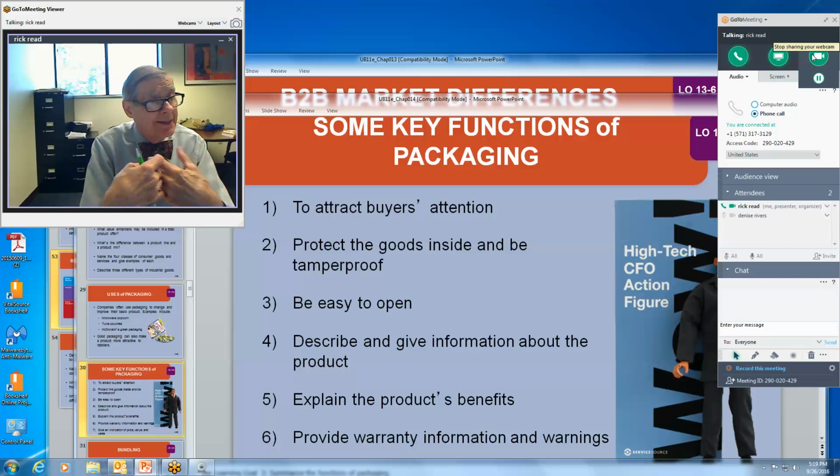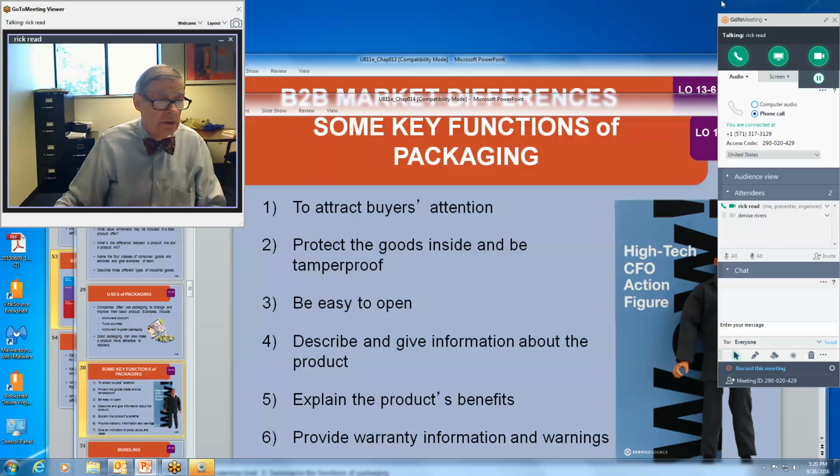Now, first thing a package does is get our attention. We like the color, we like the way it's laid out, all those kinds of things. It provides protection. This one I always have trouble with because it talks about ease of opening. And I think most of us know that's not always true. But still and all, you want to be able to do that. It tells us a little bit about the product, what it's used for, etc. And then it gives us a warranty. It tells us what will happen if we don't like the product and how we can return it and things of that nature. So that's why we have packaging.